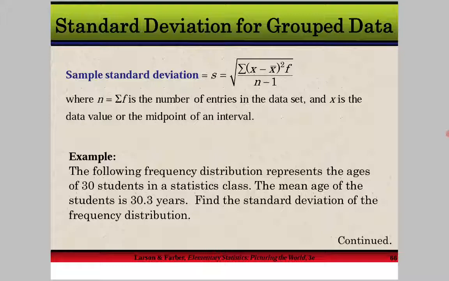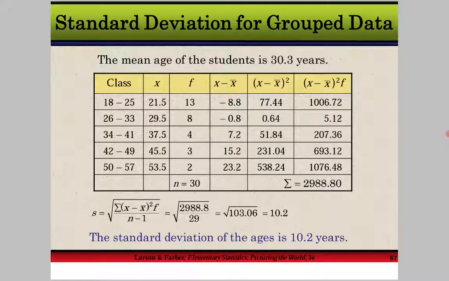The mean age of the students is 30.3 years. Find the standard deviation of the frequency distribution. So this is the problem, this is the table and solution. The class intervals are 18 to 25, 26 to 33, 34 to 41, 42 to 49, 50 to 57, and the frequencies f are 13, 8, 4, 3, 2.